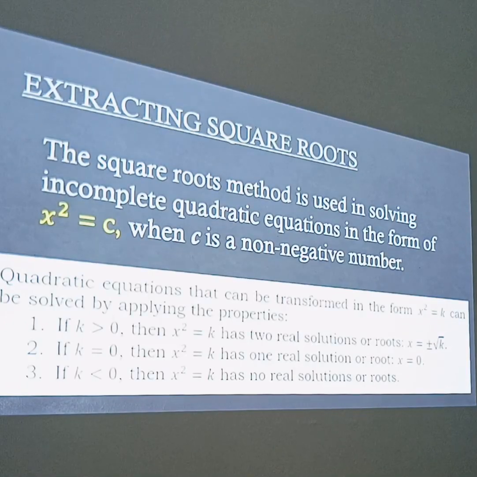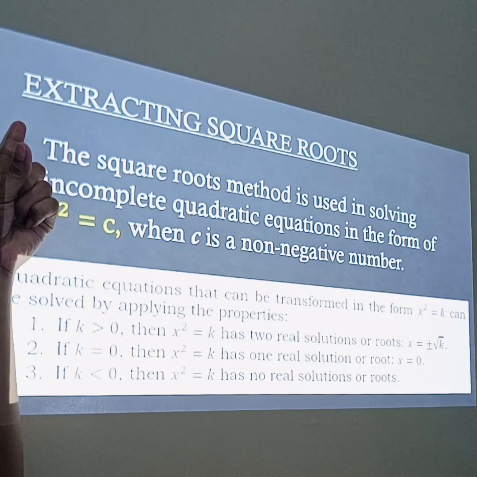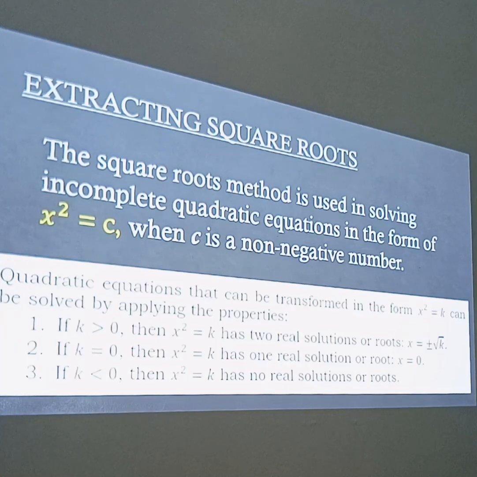So how do we solve a quadratic equation? We can use different methods. First is extracting square roots. The square roots method is used in solving incomplete quadratic equations in the form of x squared equals c, when c is a non-negative number.